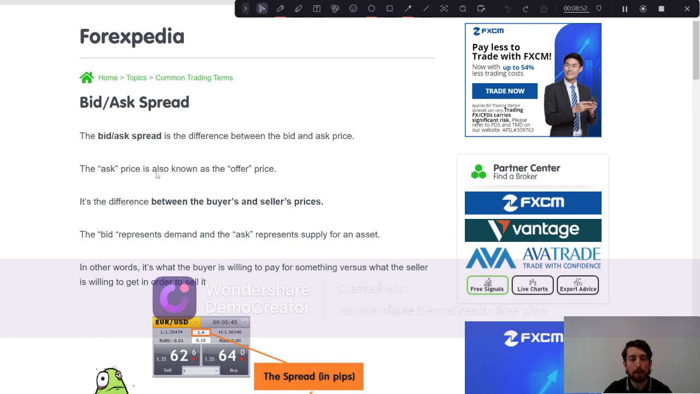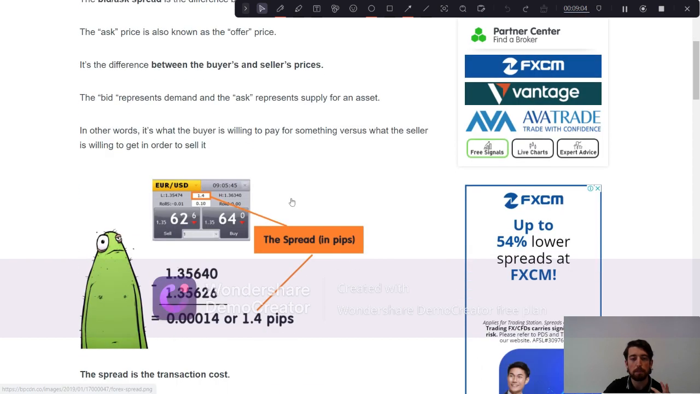So the ask price is also known as the offer price, but think of it either way. It's the difference between the buyers' and sellers' prices. So this bid-ask spread is the difference between the buyer's and seller's prices. As we can see here, that's 1.4. It's always measured in pips, right? So if we went back to our original slide where we were talking about the number 6 there, that's a pip. Just think of it as centimeters or millimeters. It's just used to measure every time the market goes up and down in price.